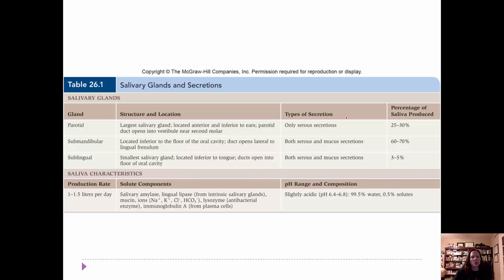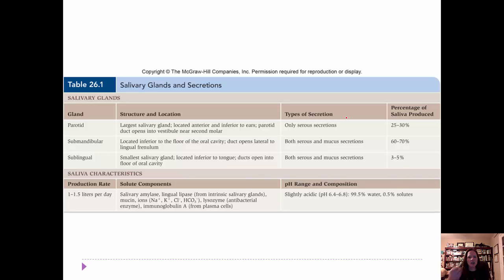If we take a look at the parotid gland and what it secretes, the parotid is strictly serous secretions. So the parotid is mainly going to be that watery fluid that is rich in salivary amylase. The submandibular is going to be a mixture of both, and so is the sublingual. So the submandibular and sublingual are going to secrete more serous and more of the mucus secretions as well.